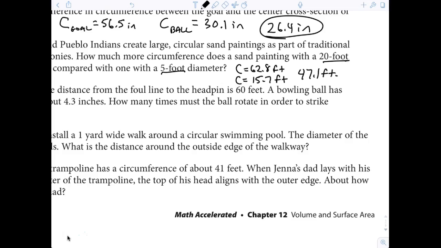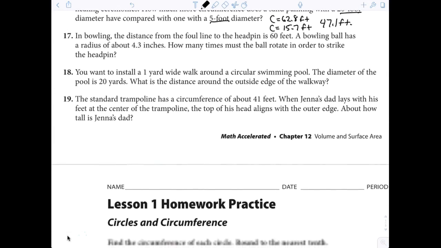Okay. Chloe, go ahead. Read me number 17, please. In bowling, the distance from the foul line to the head pin is 60 feet. A bowling ball has a radius of about 14 inches. How many times must the ball rotate in order to strike them?